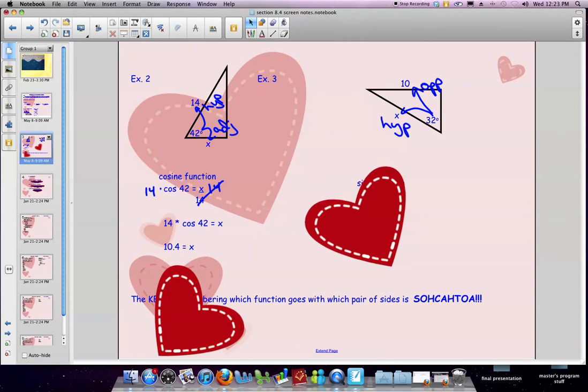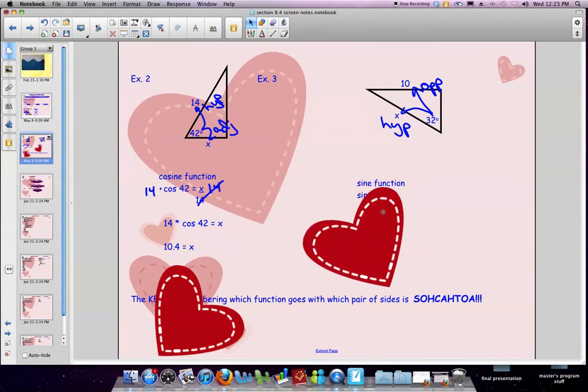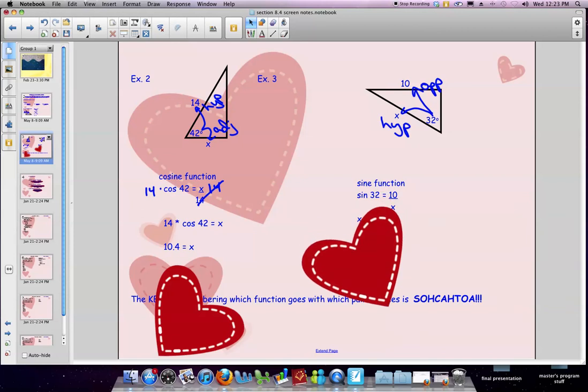So now I know I have to use the sine function. Now I'm going to set up my problem. The sine of my angle measure equals, and the definition says, opposite over hypotenuse. So I'm going to put the opposite side, which is 10, over the hypotenuse side, which is x.